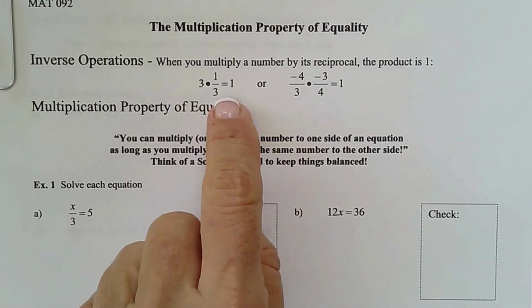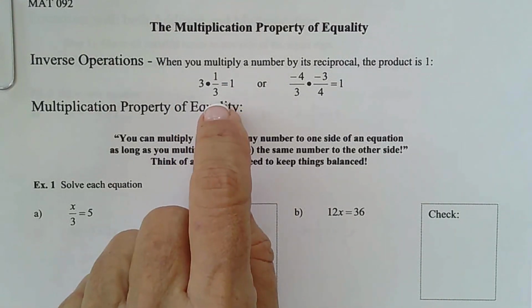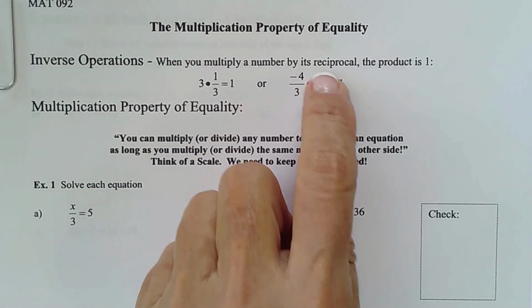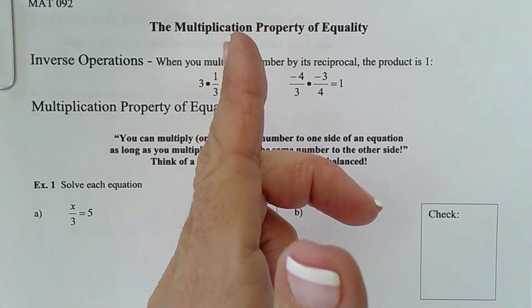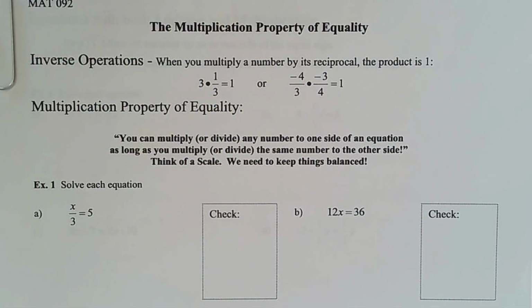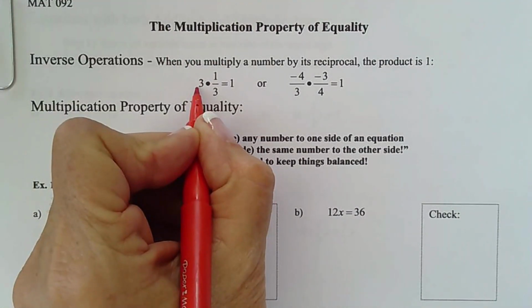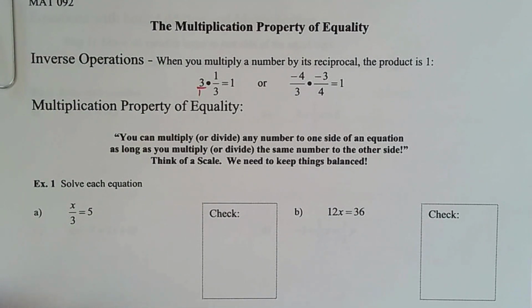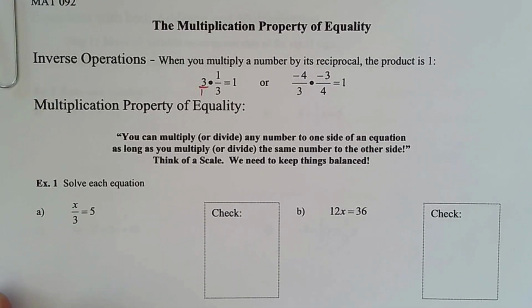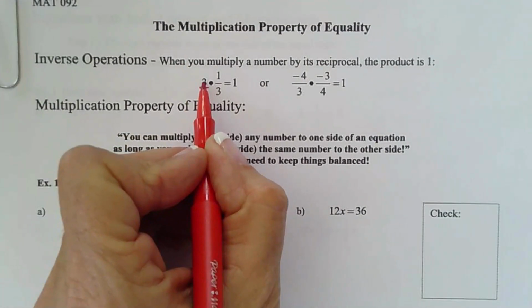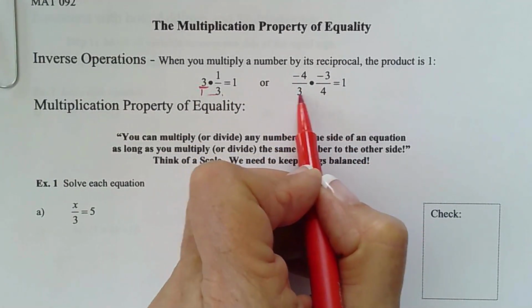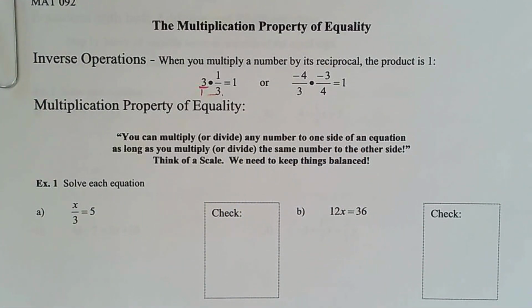So we talked about reciprocals the other day. The reciprocal of 3 is 1/3. The reciprocal of -4/3 is -3/4. We learned that reciprocal means flip it. And if it's a whole number, you just put it over 1, and then you can see why it flips to 1/3. But we didn't talk about this. When you multiply reciprocals, you get 1, because this would be 3 over 3, which is 1. This would be 12 over 12, which is 1. So anytime we multiply reciprocals, it's 1.